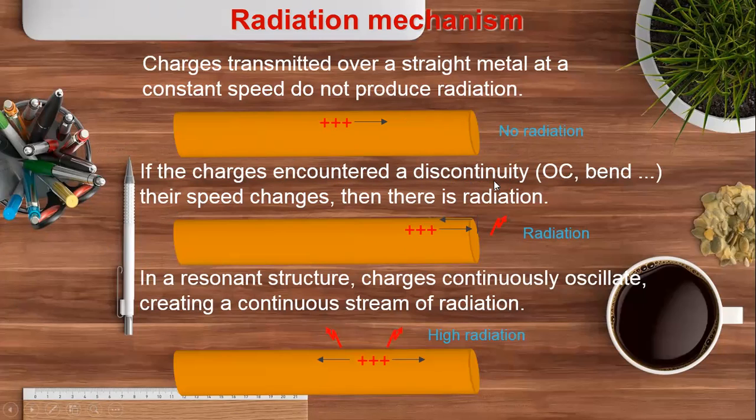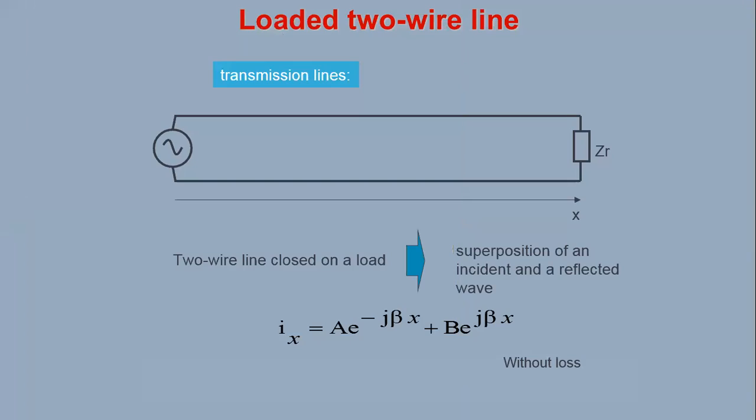If the charge encounters a discontinuity and the speed changes, there is definitely radiation, whether positive, negative, or a variation in the speeds. See here the wave. At that time, we can say the radiation will happen. How can we get the highest radiation? In a resonant structure or circuitry, the charges continuously oscillate, creating a continuous stream of radiation. So the highest radiation occurs wherever there is a discontinuity, whenever resonance is occurring. In such cases, the highest radiation can occur.